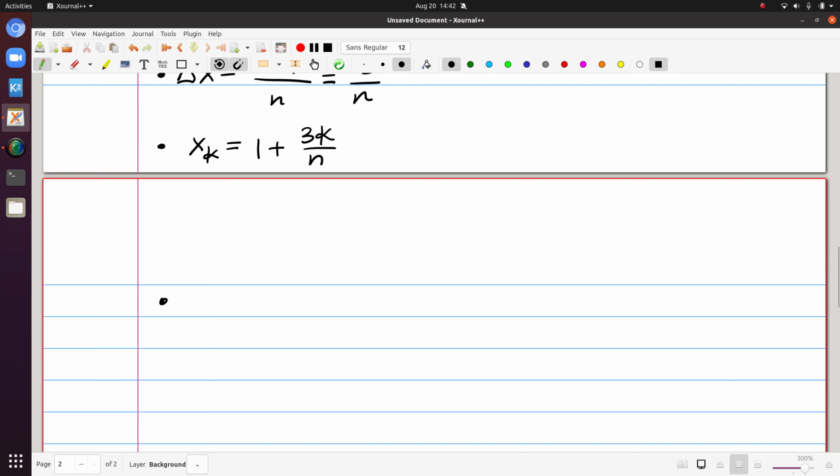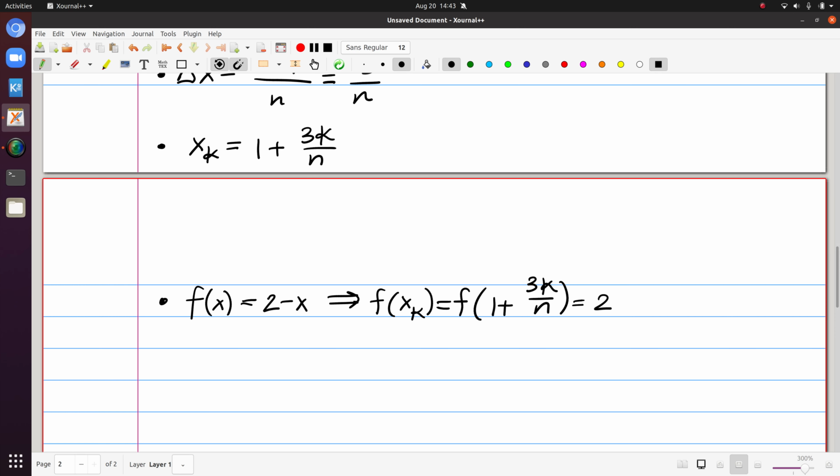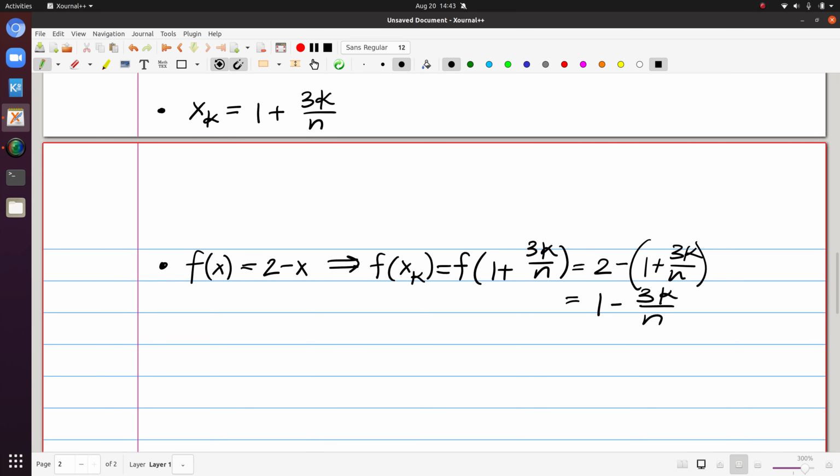And unlike our last example, our function is not constant. Here, f of x is defined to be 2 minus x. So f of xk is f of 1 plus 3k over n. That means we take 2 and we subtract the input 1 plus 3k over n. And I want to simplify that. That's going to be 1 minus 3k over n. So at this point, we're ready to substitute everything in.